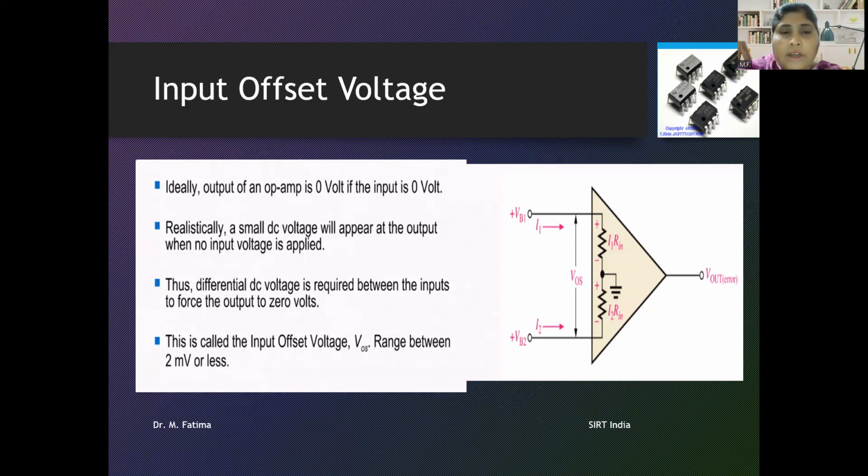Thus the differential DC voltage required between the inputs to force the output to 0 is called input offset voltage. That given DC voltages to make the output null are called input offset voltages.